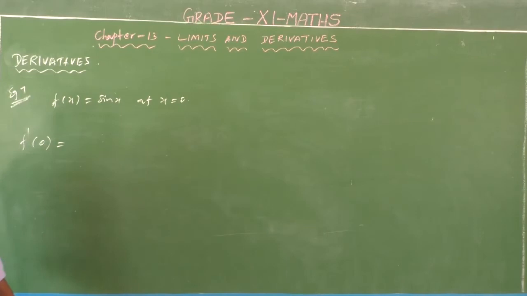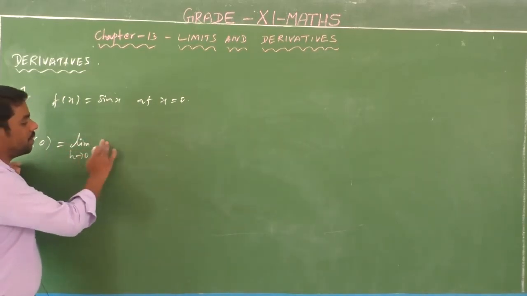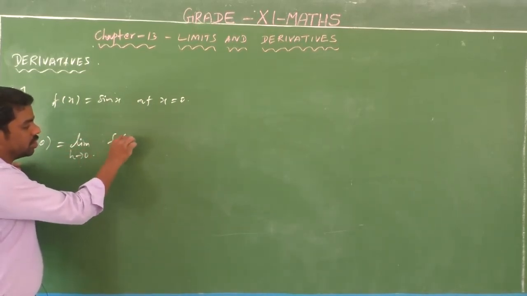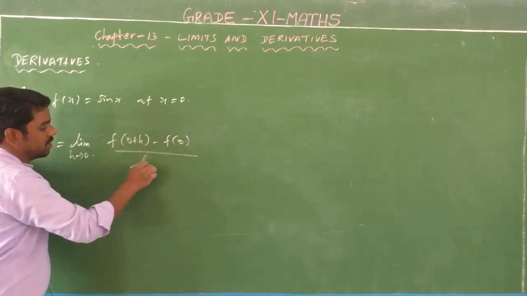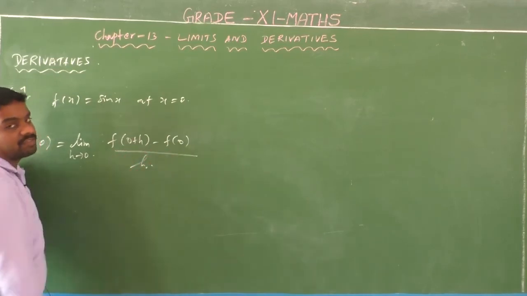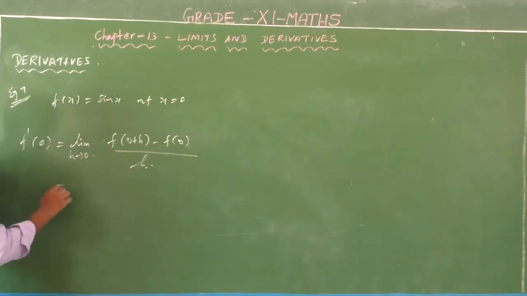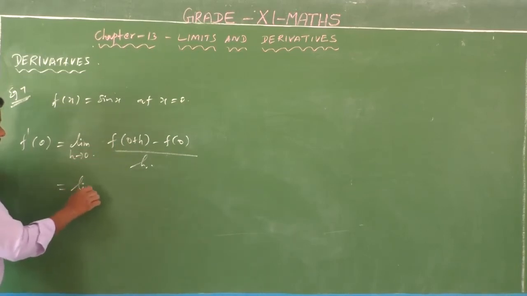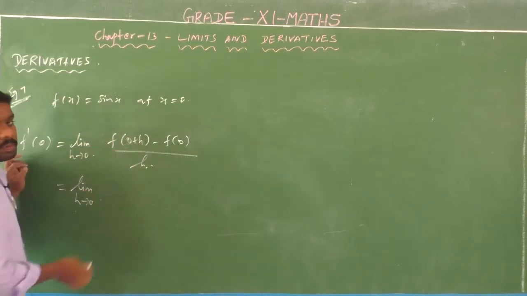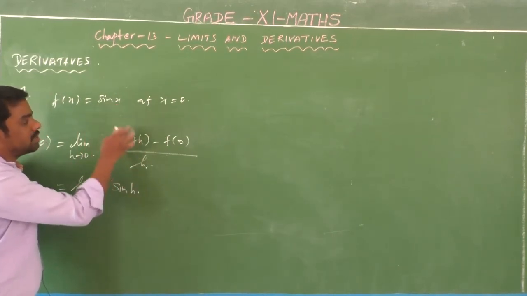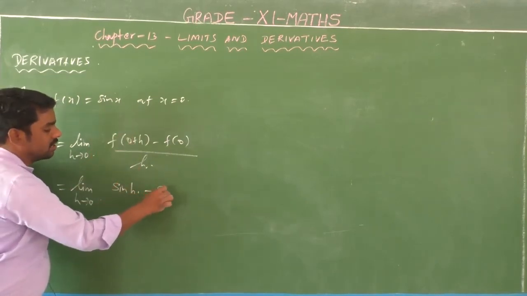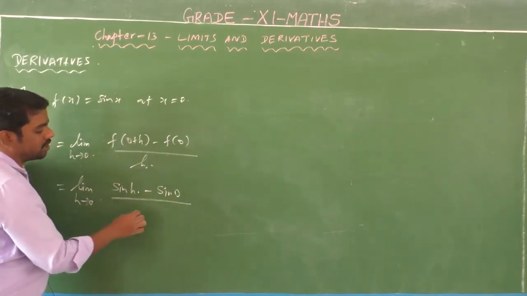f dash of 0 is equal to limit h tends to 0. f dash of 0 means f of 0 plus h minus f of 0, divided by h. This is the f of a plus h minus f of a formula, so a is equal to 0. Substitute a equal to 0. So limit h tends to 0 of f of 0 plus h. Substitute this value, x is replaced by 0 plus h. So sin 0 plus h is sin h, minus sin 0, divided by h.